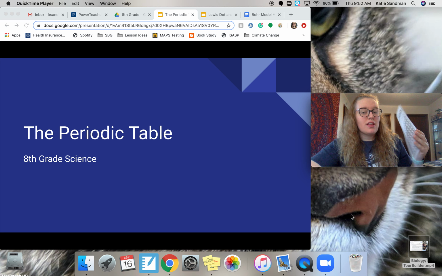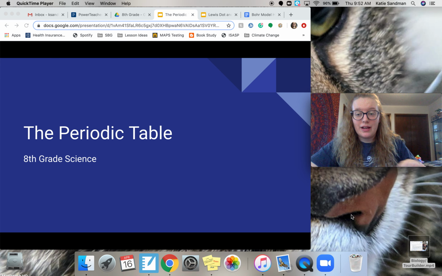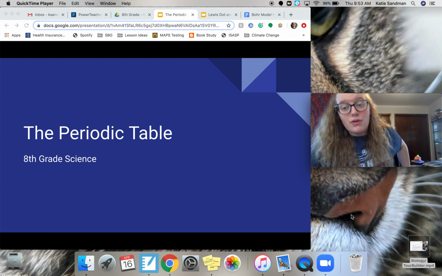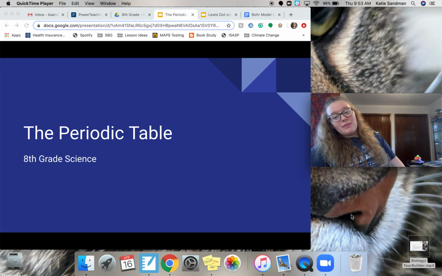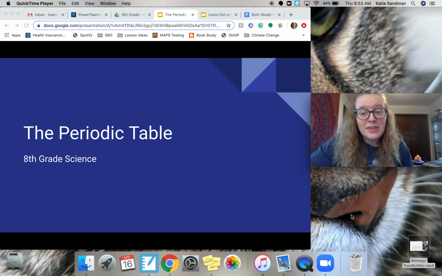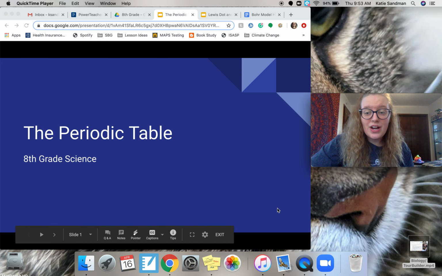So just know I did print myself off a periodic table. If you are able to do that at home, I would highly recommend it. If you can't, then use that periodic table that I gave you on your worksheet last week, the dynamic periodic table that you can do online, or you can search one online as well. You just need to make sure it is the updated version. All right, so moving right on here to our periodic table.